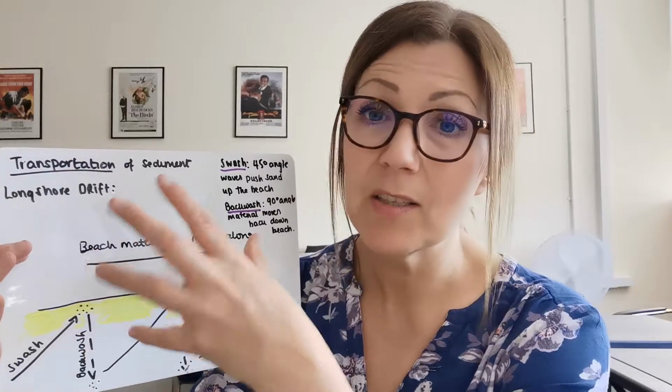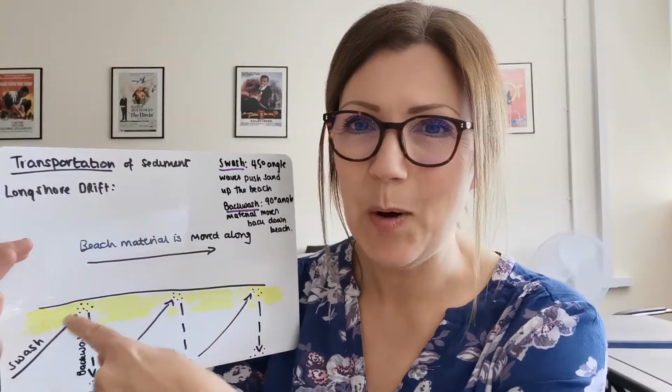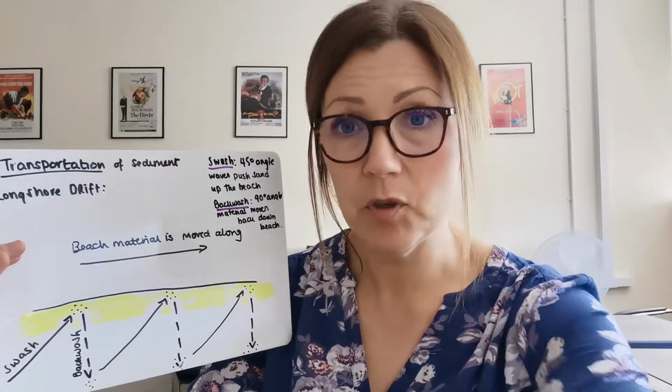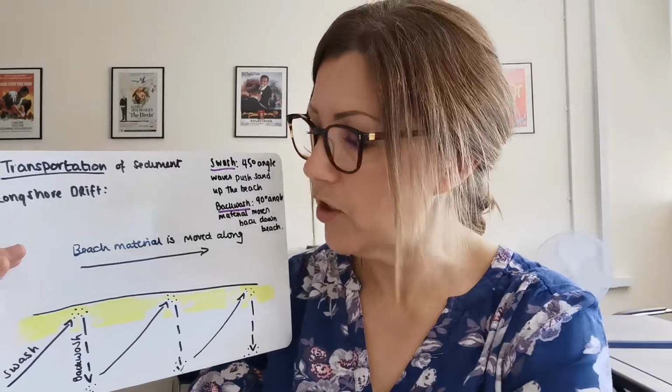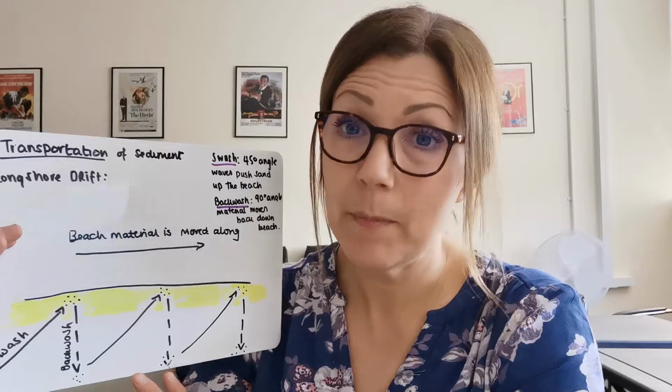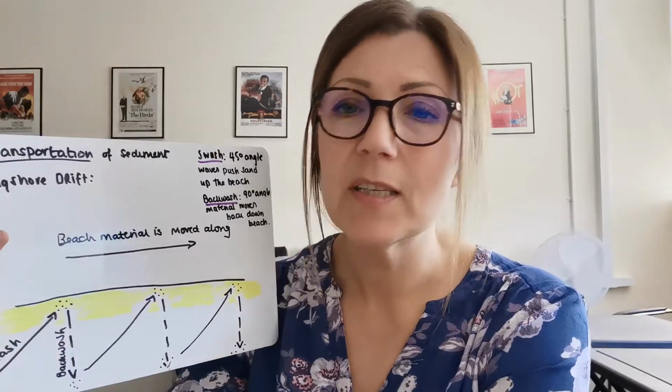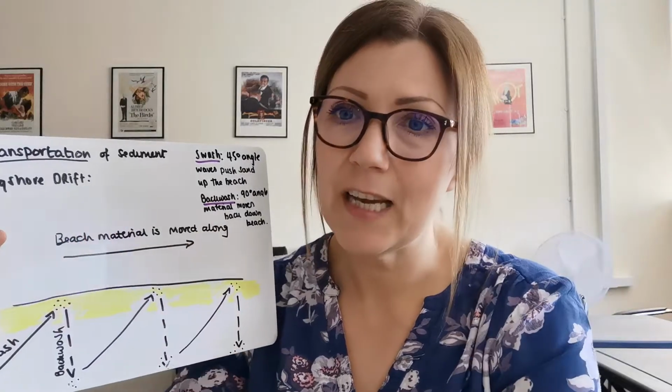Now, because of gravity, that water doesn't go out at a 45-degree angle, it goes out at 90 degrees, obviously, because gravity just makes it wash back down the beach. But what it does is it takes that material that's been put onto the beach back down with it. So the swash puts material onto the beach and the backwash takes it away.